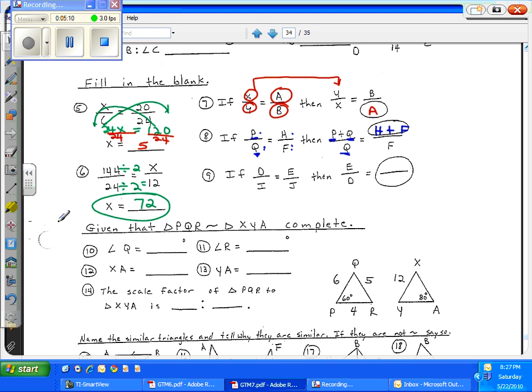D over I equal E over J, so we have E over D that's going this way. So we're going to do the same thing without crisscrossing. So we'd have J over I. Do the same thing twice without crisscrossing. This went from E to D, so we're going to go back from J to I. Okay?